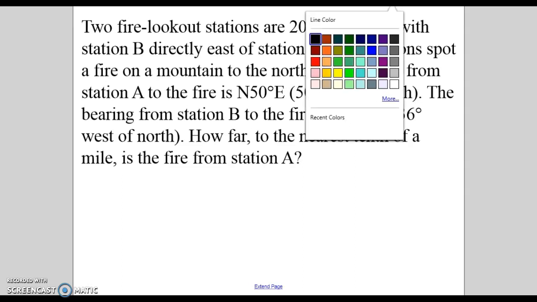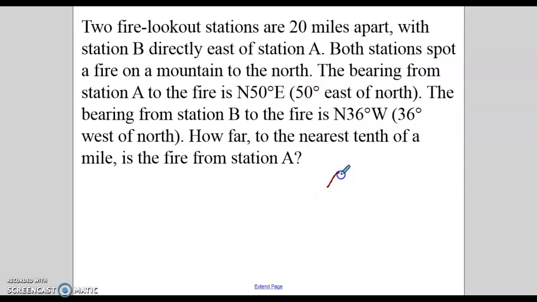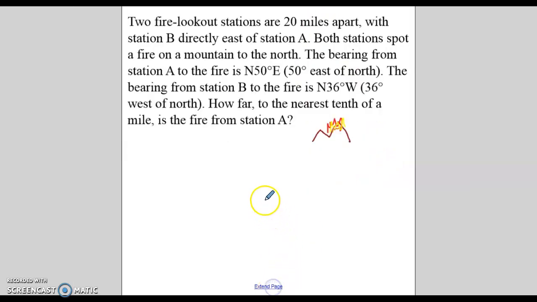So what I'm going to do is start by drawing a picture of the situation. So there's my mountain to the north there. And unfortunately, it is on fire. So, there are some stations. Here is station A, right here. And it says station B is directly east of station A, and that they are 20 miles apart.